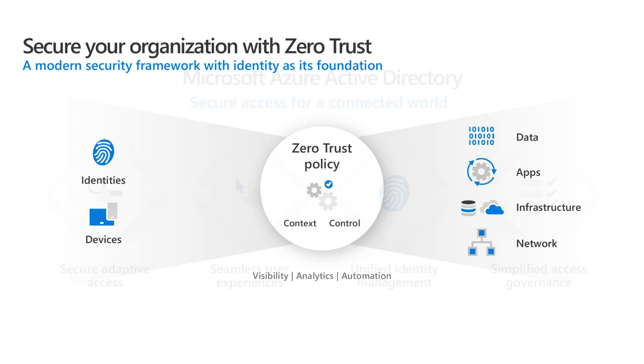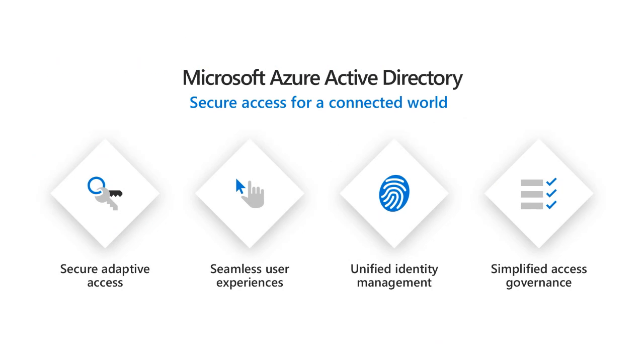So Microsoft Azure Active Directory. How do we secure the world? There are 4 key pillars here, and we're only going to talk about maybe 2 of them. Secure adaptive access, that's one of them, and seamless user experience. Those are the ones we'll focus on, mostly just the secure adaptive access today for this talk, and that's mostly where the conditional access piece ties in, although we'll touch upon access governance in our solution.